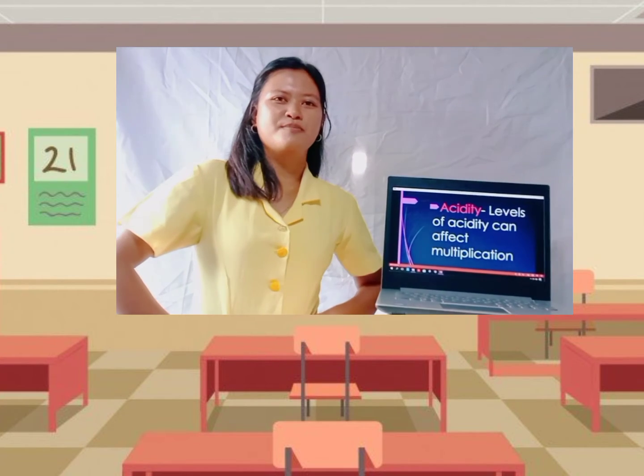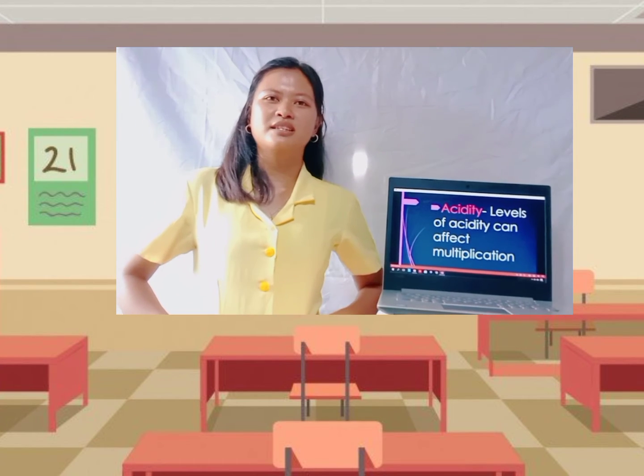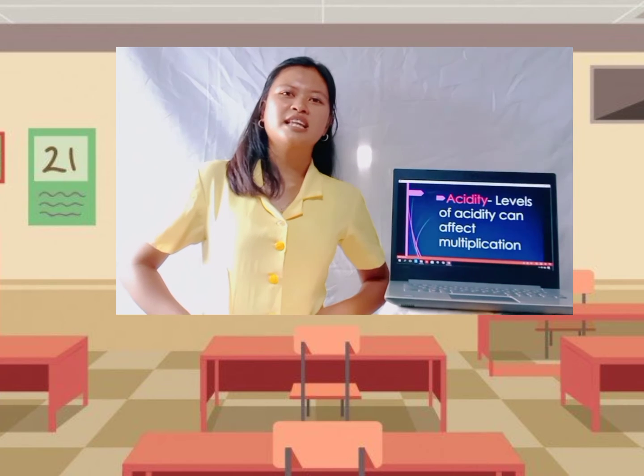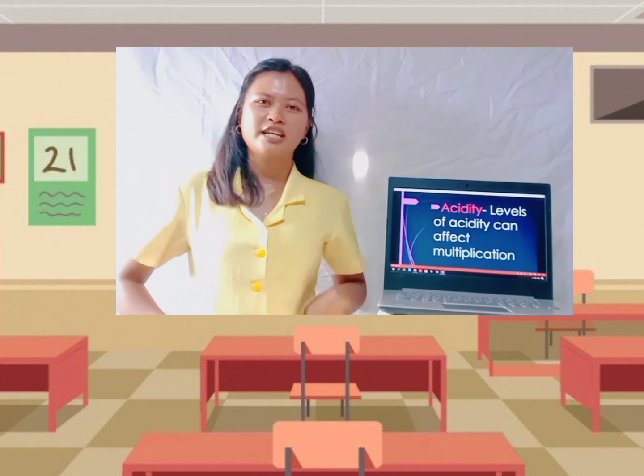The next one is acidity. Why acidity? Because bacteria grow best in an environment that is neutral or slightly acidic. Most bacterial growth is inhibited in very acidic conditions. That is why acidic foods like vinegar and fresh fruits, especially citrus, seldom provide a favorable climate for pathogenic bacteria.